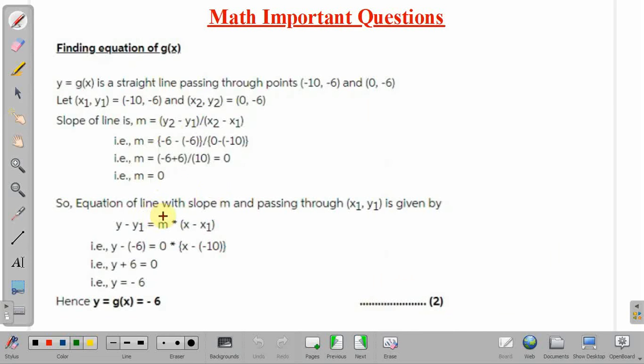So the equation of the line can be written as y minus y1 equal to slope times (x minus x1), where y1 equal to -6, x1 equal to -10, and slope is equal to 0. So y plus 6 equal to 0, or we can write y equal to -6. It is a line parallel to the x-axis. So g(x) is equal to -6.